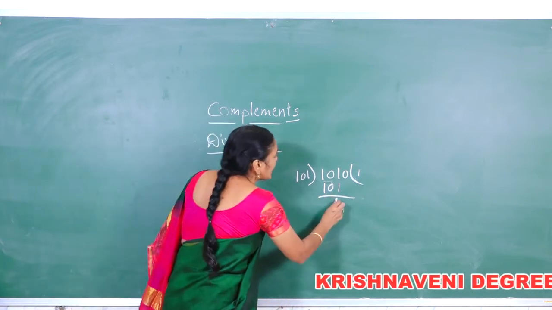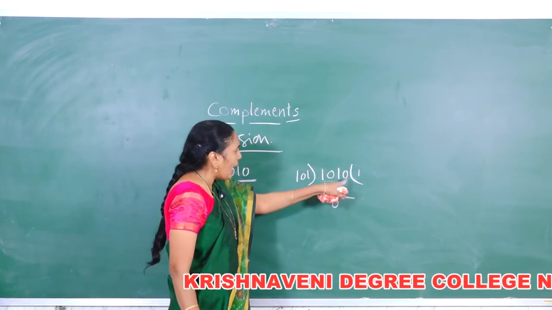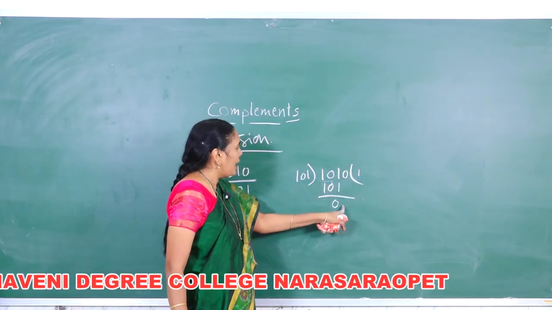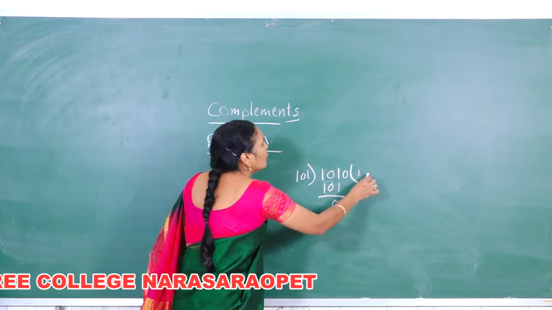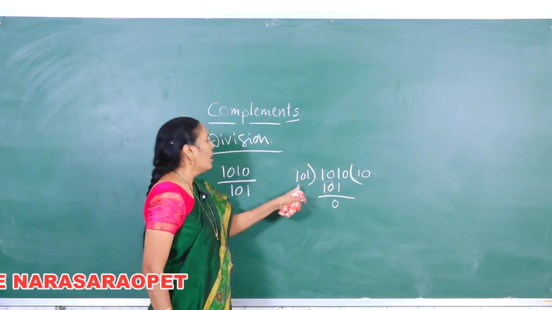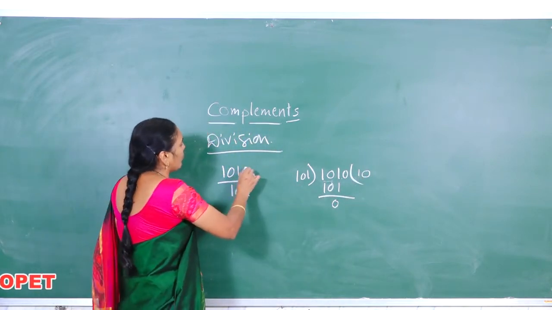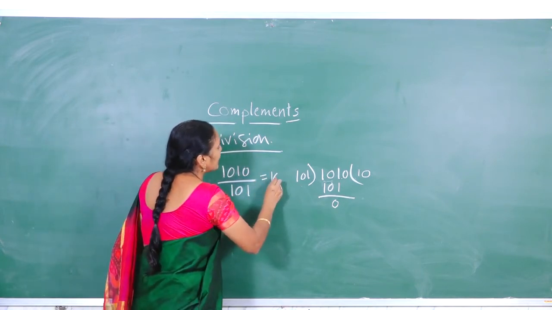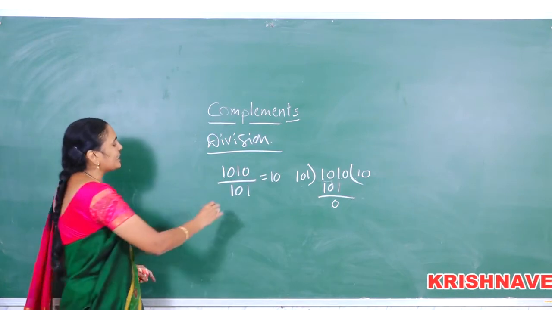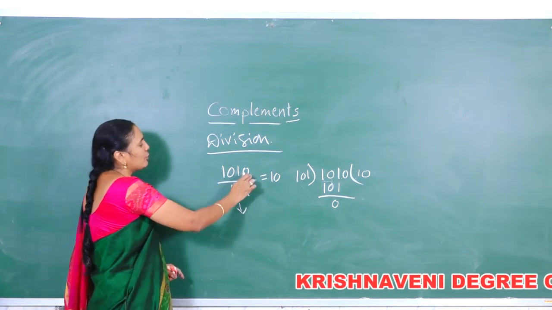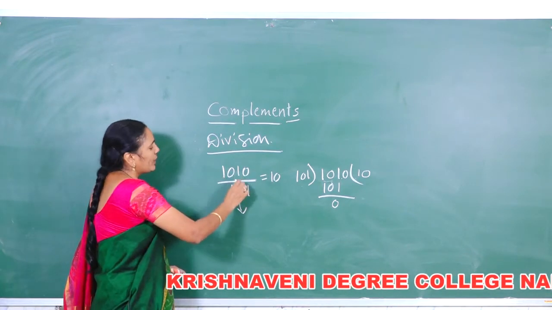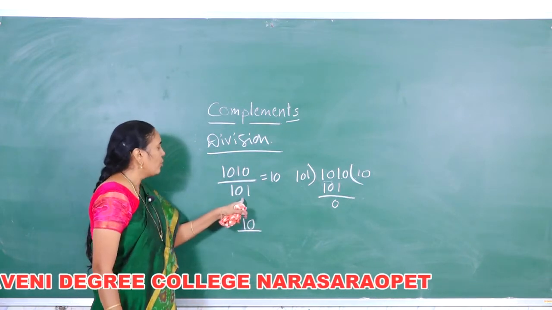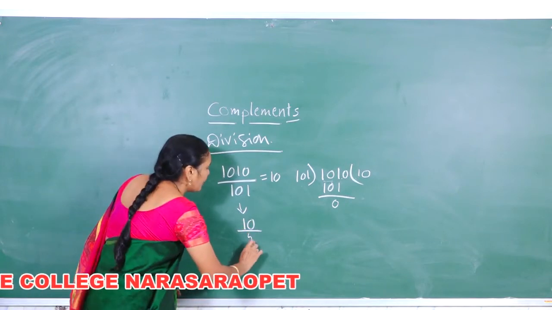Next, the result is 0 and there is one extra 0 and the remainder is 0, so we will pass this. So, when I try to divide 1010 by 101, the result is 10. Let us once again check the answer. We have seen that the decimal equivalent of 1010 is 10, and 101 has decimal equivalent 5.